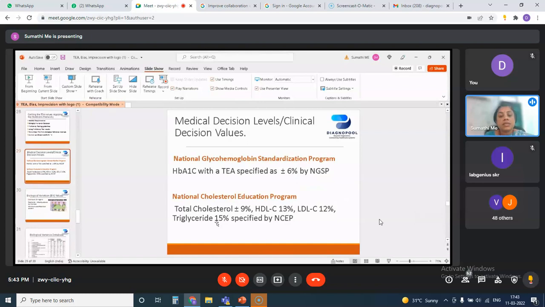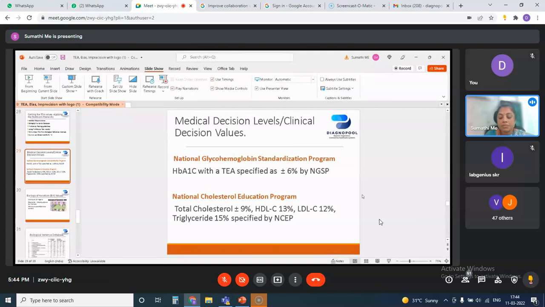Okay, so as I explained regarding some of the parameters where we have specifications given by some of the guidelines. For example, for HbA1c we have NGSP guidelines which specify plus or minus 6%. For lipid profiles, we have the guidelines specified by the National Cholesterol Education Program. Accordingly, for total cholesterol plus or minus 9%, HDL 13%, LDL 12%, triglyceride 50%. So these are the guidelines which we have currently for these parameters.